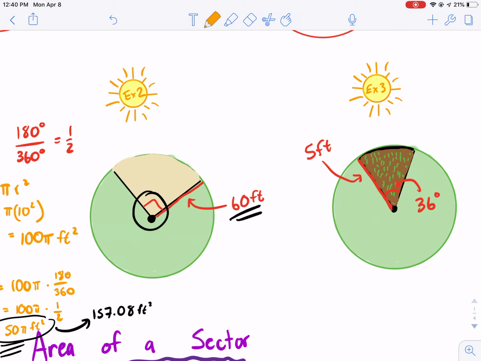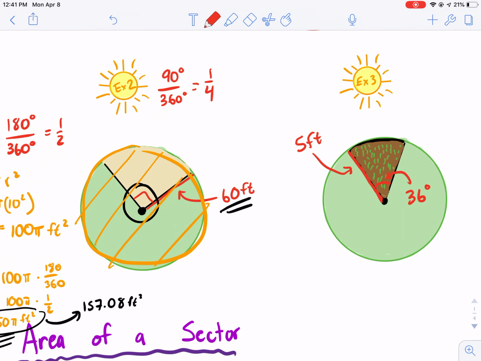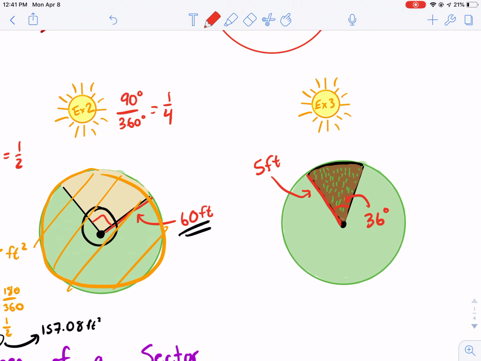Okay, so we're going to follow the same process we did before. We need to find the area of the whole circle first, and then take the portion of the circle we have. Let me start with the portion. We have 90 degrees out of a total 360. If you reduce that, we get 1 over 4. You can see it obviously looks like a quarter of the whole circle. If you get a pizza and split it between 4 friends, it looks like that. So you should be good at fractions. Don't complain about fractions anymore.